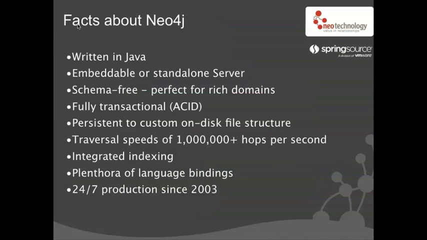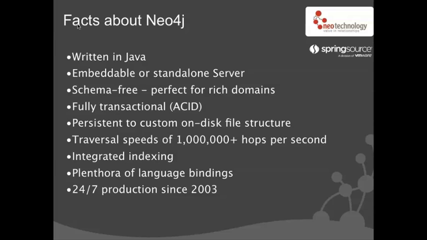Some facts about Neo4j. Neo4j is written in Java. It comes either embeddable, like HSQL, or as a standalone server. Neo4j is schema-free, so it's very, very nice for rich domains where you have lots of sparse tables, for instance. It's fully transactional. That's the difference to most of the other NoSQL stores. So it has persistent data structures on disk, so it is durable and will not lose any data, even if you kill your machine in the middle of an operation, and everything that has been committed so far will be there. It's also quite fast because the graph model is its natural model, so graph traversals can hop 1 million relationships per second on commodity hardware.